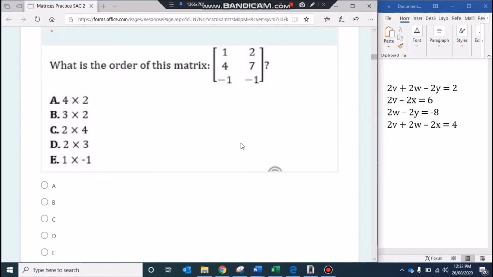Next multiple choice question. What is the order of this matrix? Now, if we think back to our notes, when you're listing the order of a matrix, it is the rows times columns. So rows always comes first. You can see we've got 3 rows here by 2 columns. So it's going to be 3 by 2, which is answer B.